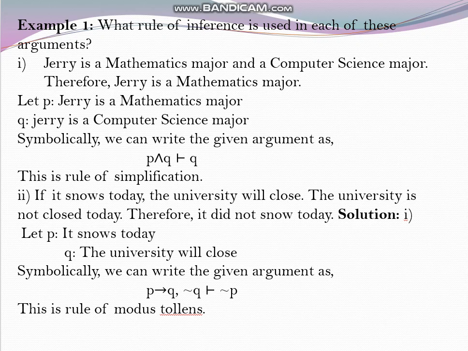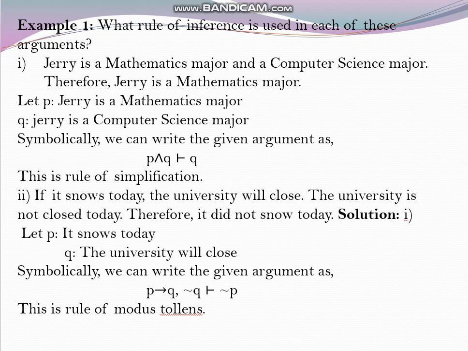In the second example, if it snows today, the university will close. The university is not closed today, therefore it did not snow today. The statement after therefore, it did not snow today, is the conclusion. Let us see the propositions involved here. Let P be it snows today, and Q be the university will close. So if it snows today then the university will close is the sentence if P then Q, that is P implying Q.